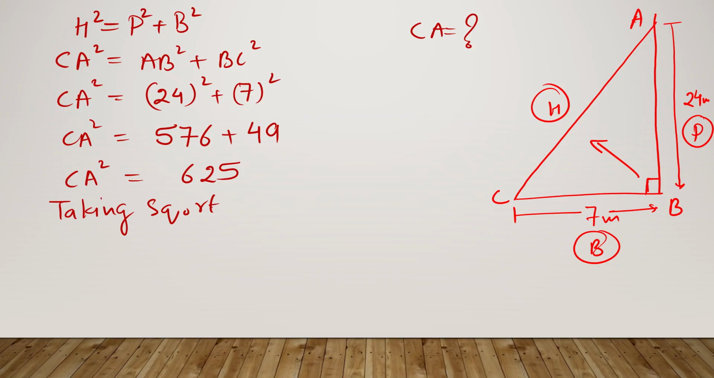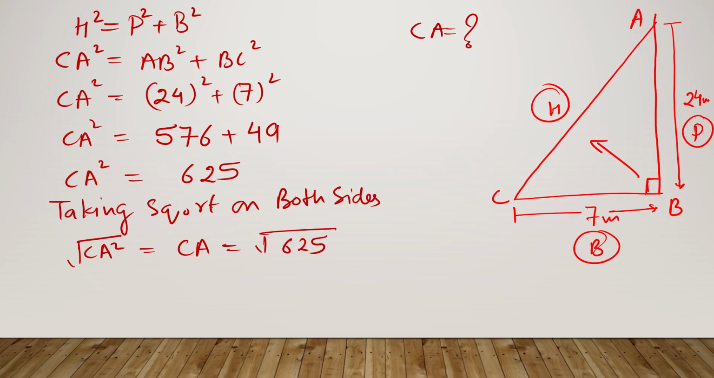If we want to find the side length CA, we take the square root on both sides. So it will be CA. Now the square root of CA square will be CA, which we learned in the topic of exponents and powers. Then CA will be equal to the square root of 625. We can do it by the prime factorization method. And now CA will be equal to 25 meters.